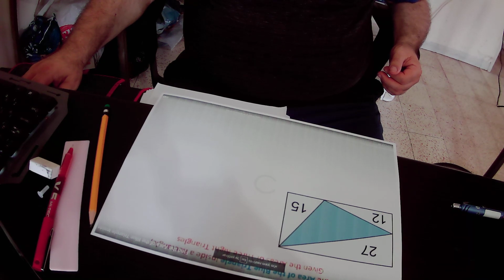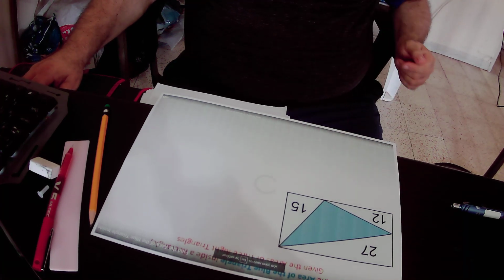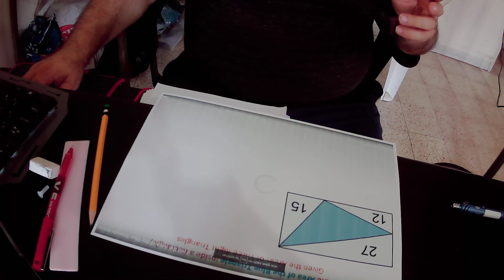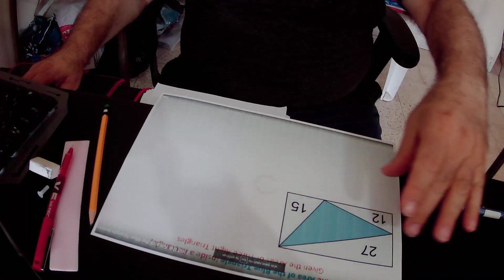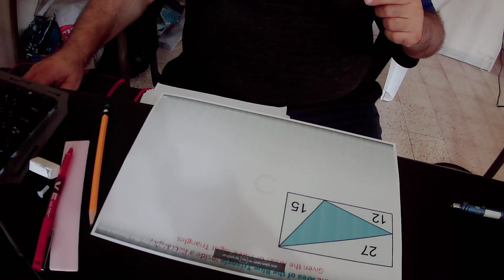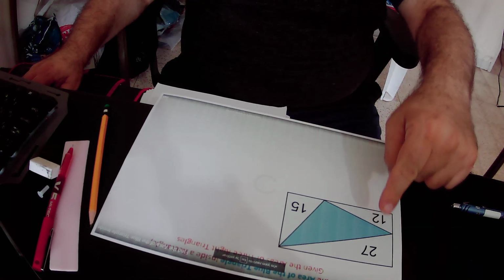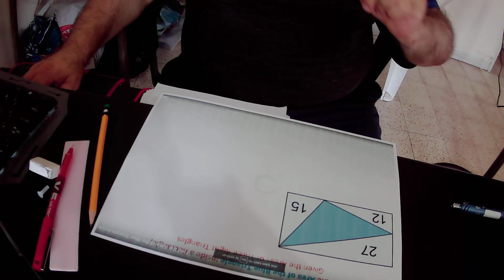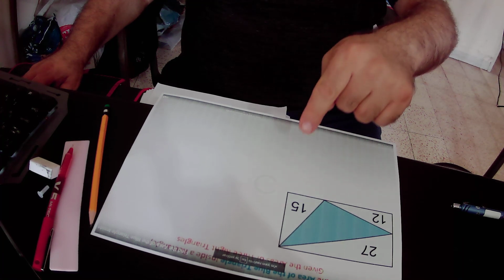Hello, in this lecture we will find the area of the blue triangle. As you can see in the drawing, we have a rectangle that contains three right triangles. A right triangle is a triangle that has one angle that is 90 degrees.